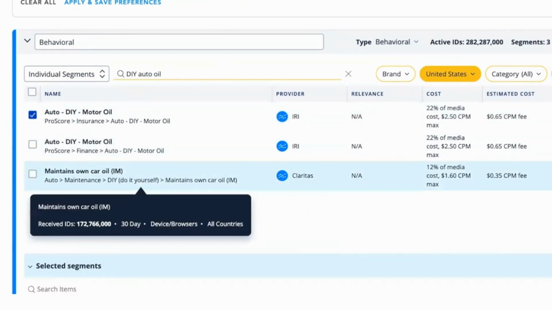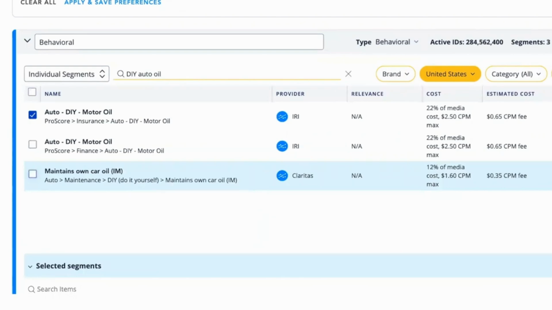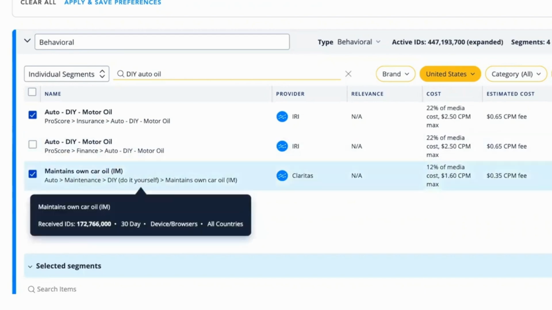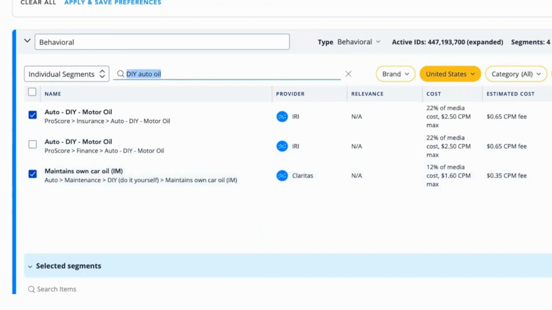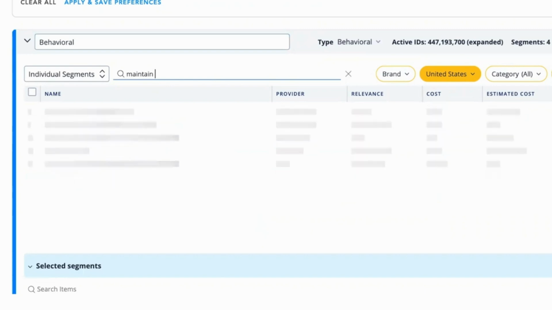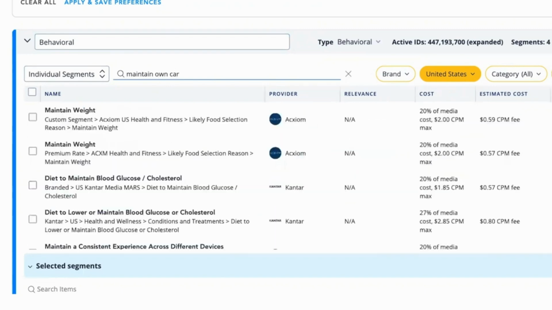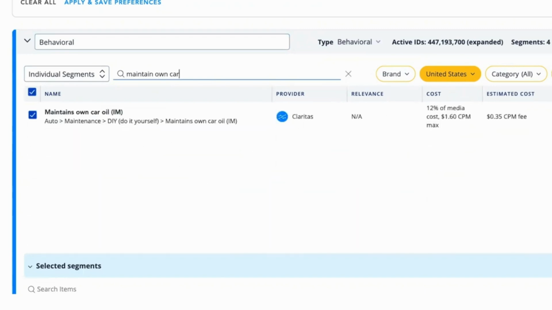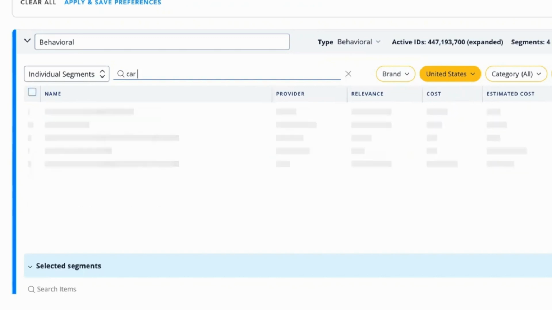And then this one is maintains own car. This is 30 days. Okay, that's pretty good. Maintains own car. We want that. So now that I know there are people that maintain their own car, let me search maintain own car and see what else pops up. Okay, only this one. Let me try DIY car repair and see what pops up real quick. Do it yourself. Okay.